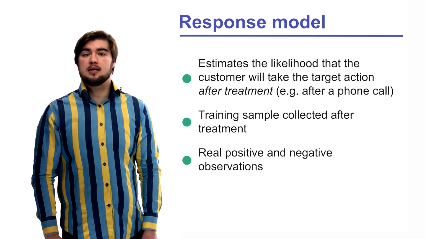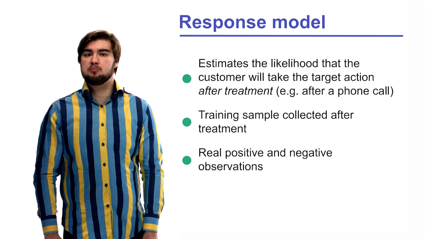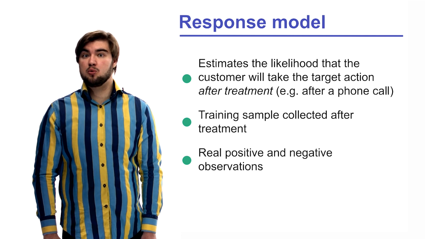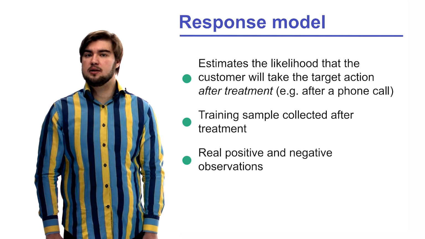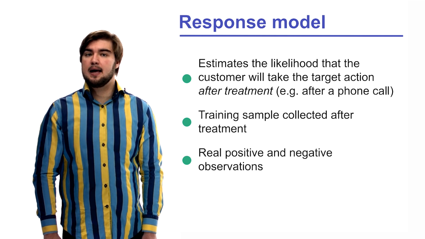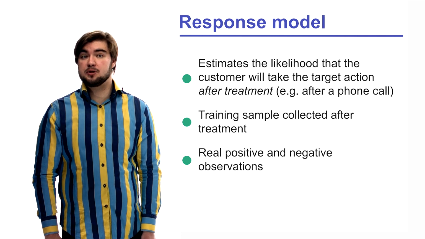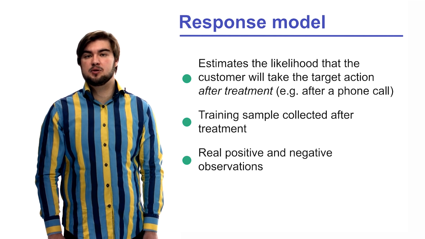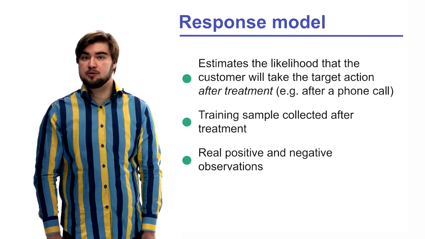Another option is to build a response model. In contrast to the lookalike model, it predicts the probability of a target action after communication with the client. In this context, the act of communication is often called a treatment. Hence, we need a training sample obtained after treatment of customers. We want our sample to have both positive and negative observations. That is, that one customer bought the product after treatment and the other one did not.